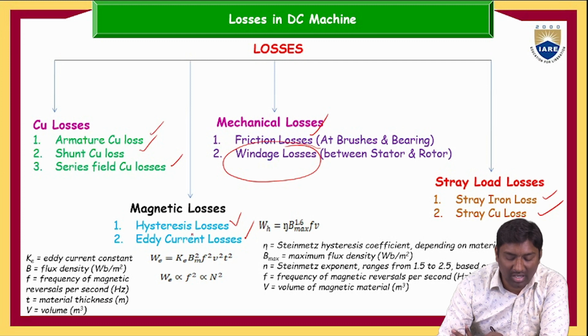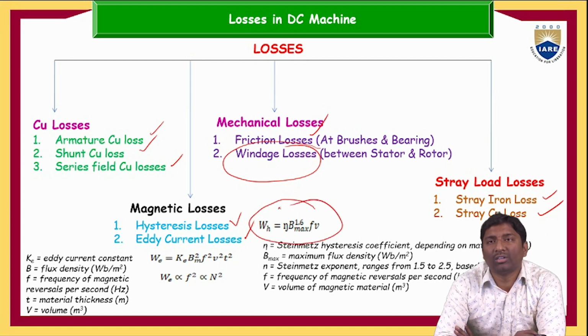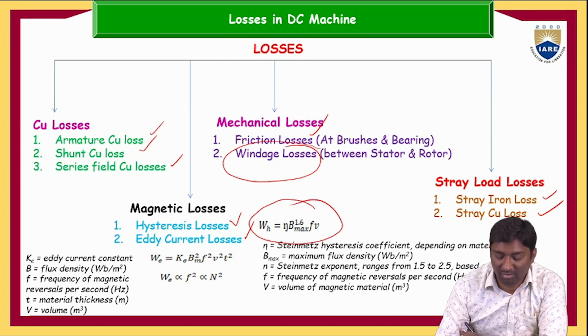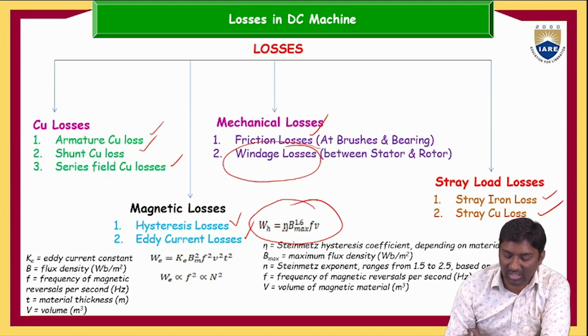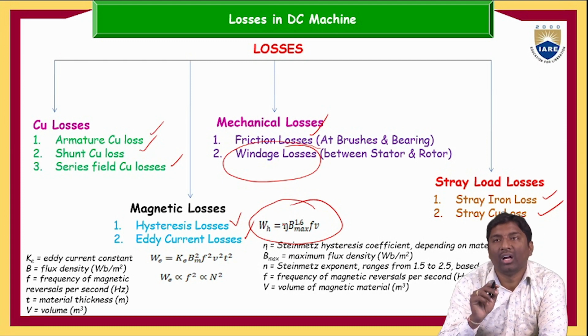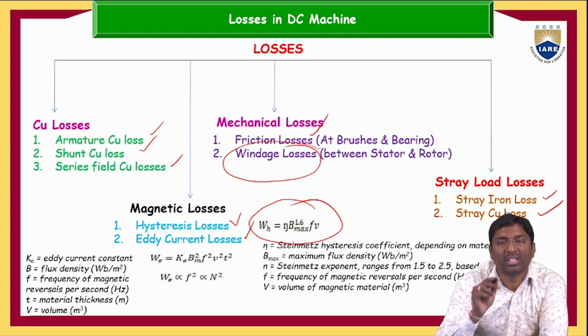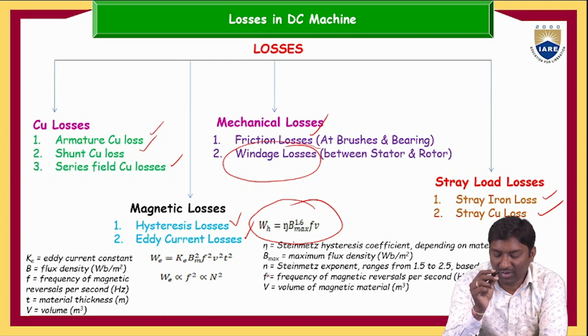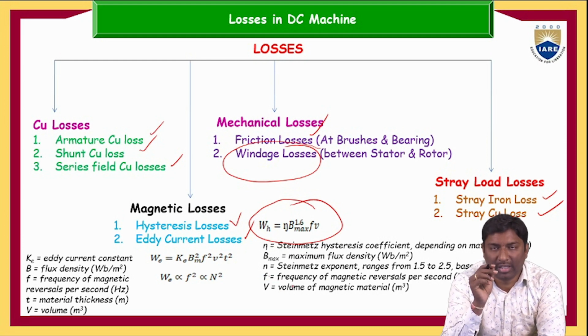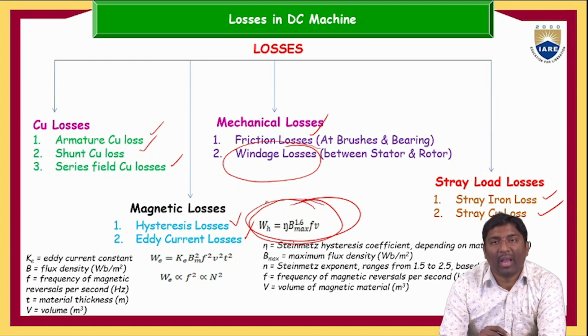Now the hysteresis losses. The hysteresis loss is given by a formula according to the magnetic curve: the hysteresis coefficient into maximum flux density to the power 1.6, into frequency, into V. Here the hysteresis coefficient depends on the material, the maximum flux density is in Weber per meter square, f is the frequency of magnetic reversal per second, and V is the volume of magnetic material. So this formula depends on the magnetic curve.